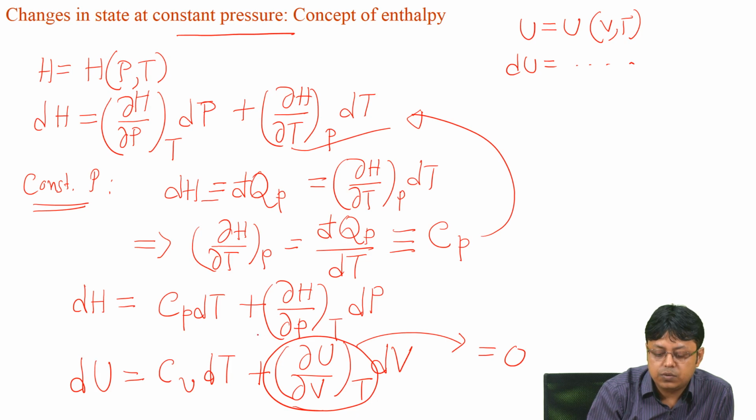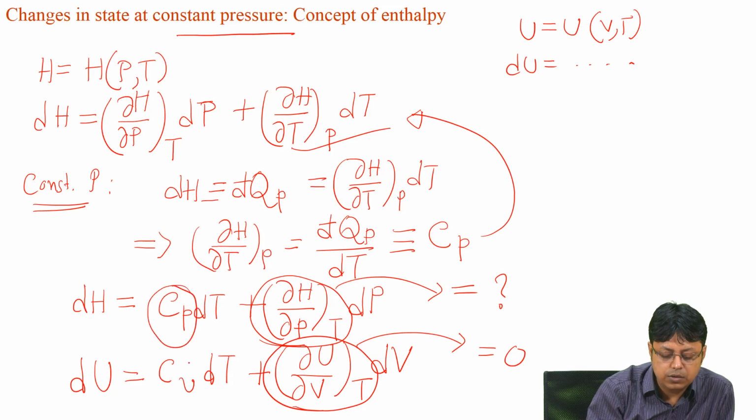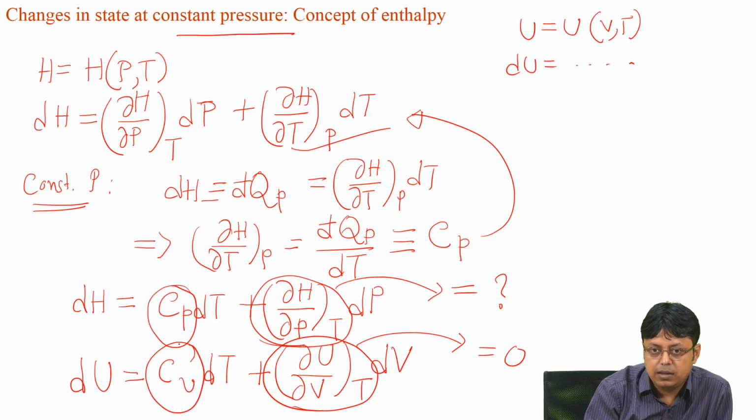Now, the question is, what is the value of del H del P at constant T? For that, we will discuss an experiment which is known as the Joule-Thomson experiment. But before that, we will discuss the relationship between these two quantities, which is Cp and Cv, which are heat capacity at constant pressure and heat capacity at constant volume.